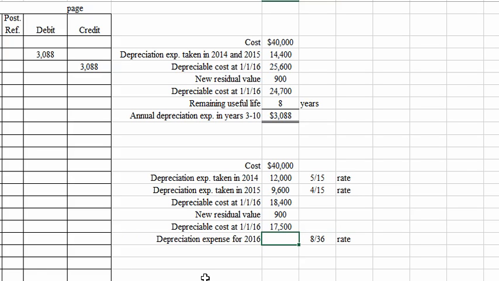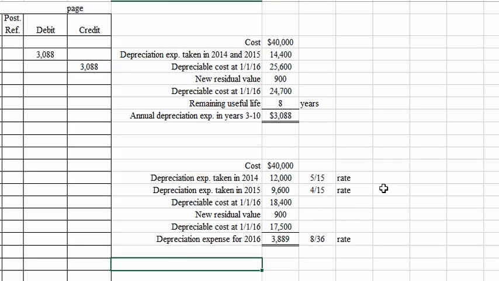So our depreciation expense for 2016 would be equal to our depreciable cost, $18,400, minus our new residual value of $900, times our rate of 8 divided by 36, and that gives us $3,889 depreciation expense for 2016.